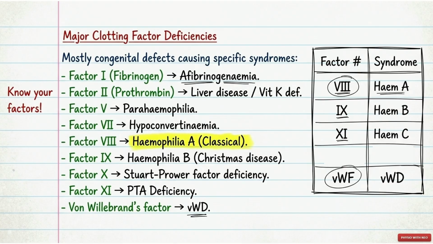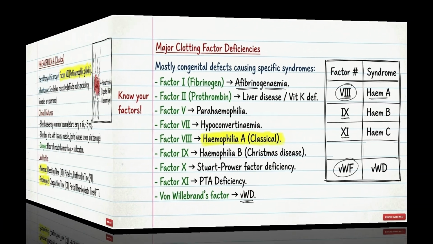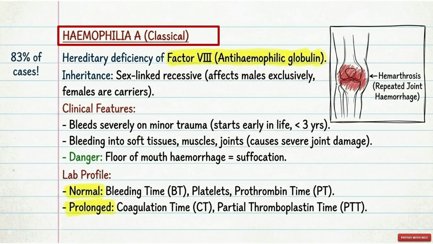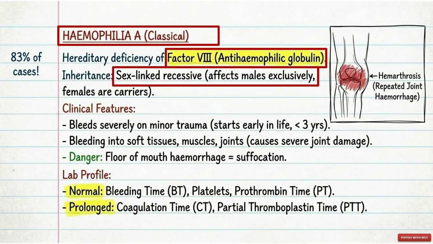Now let's see in detail about hemophilia. Hemophilia A is also called classical hemophilia. About 83% of the cases come under this. The cause is factor 8 deficiency, that is anti-hemophilic globulin. It is sex-linked recessive, that is, it affects mainly the males. The clinical features are that the person bleeds severely on minor trauma, and bleeding into soft tissue like muscles and joints causes severe joint damage. But the dangerous part is hemorrhage in the floor of the mouth, which causes suffocation.